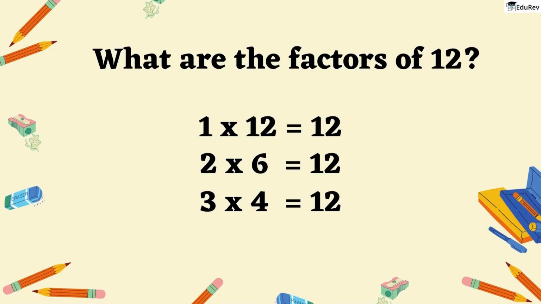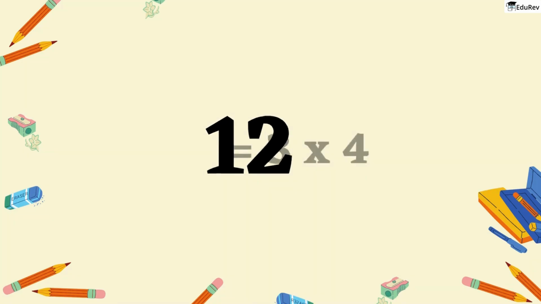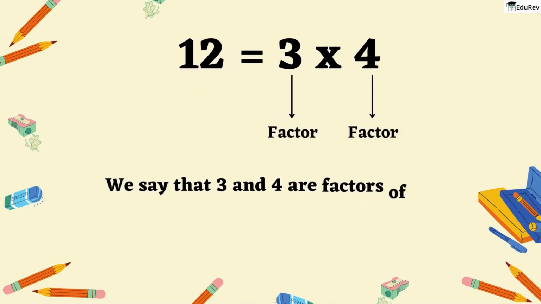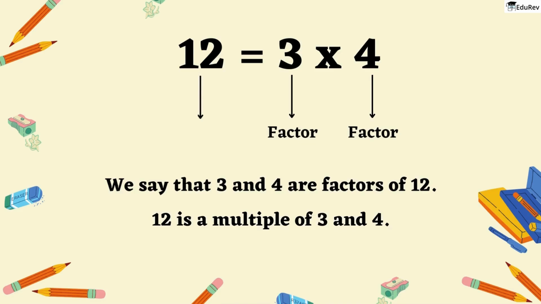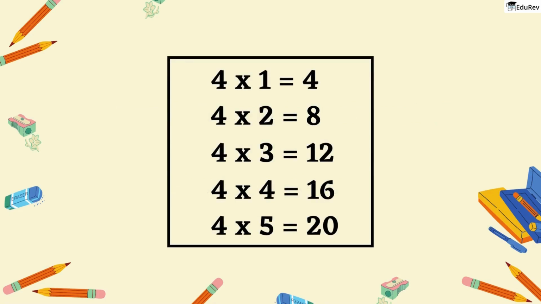Now students, look at the screen carefully. When we write a number, let's say 12, as 12 equals 3 multiplied by 4, we say that 3 and 4 are factors of 12. At the same time, we can also say that 12 is a multiple of 3 and 4. Now I know the question arises how 12 is a multiple of 3 and 4. What are multiples? See students, we take the table of 4 here.